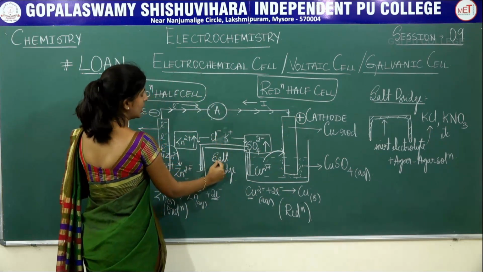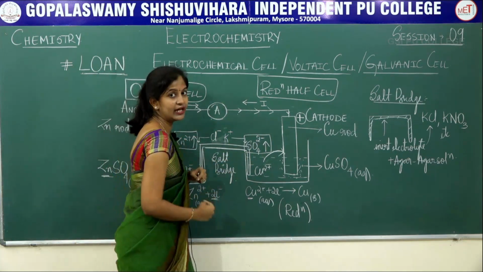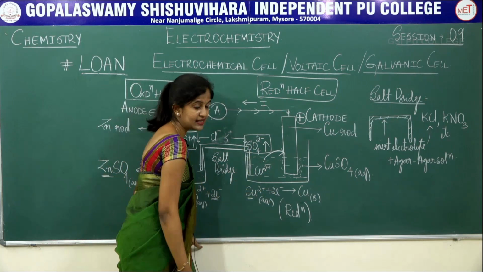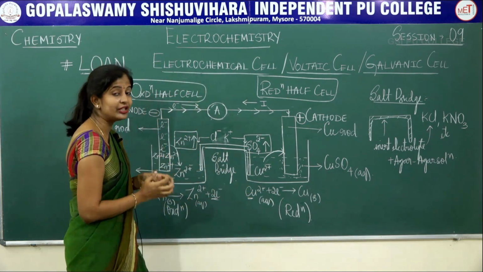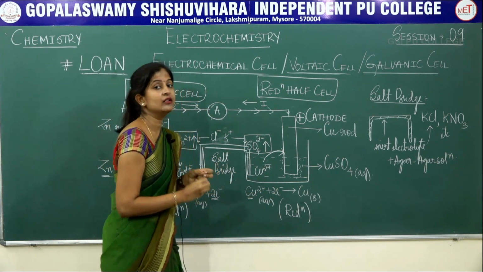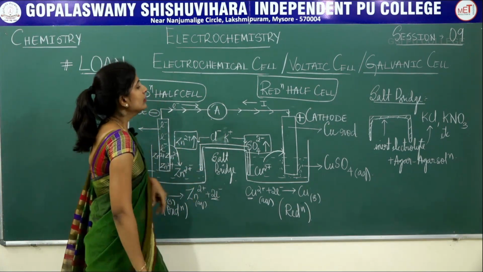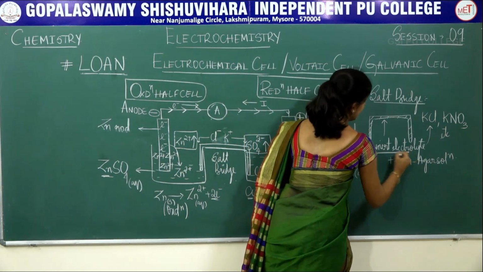So hence, this salt bridge, by the movement of respective ions to the respective chambers, that is your oxidation as well as reduction half cells, maintains electrical neutrality and helps in the continuous flow of electricity through your circuit. I have told you here it is an inert electrolyte.